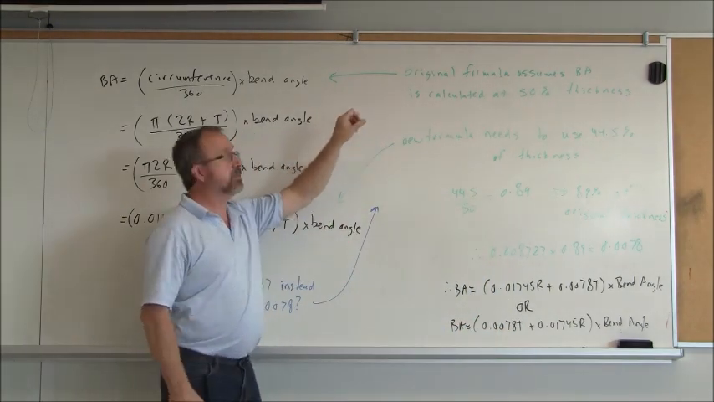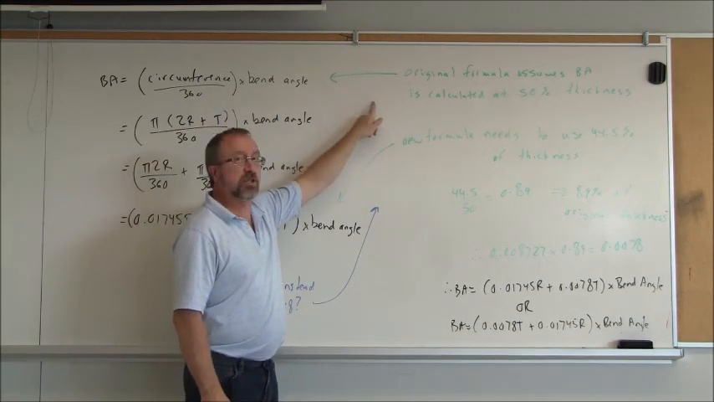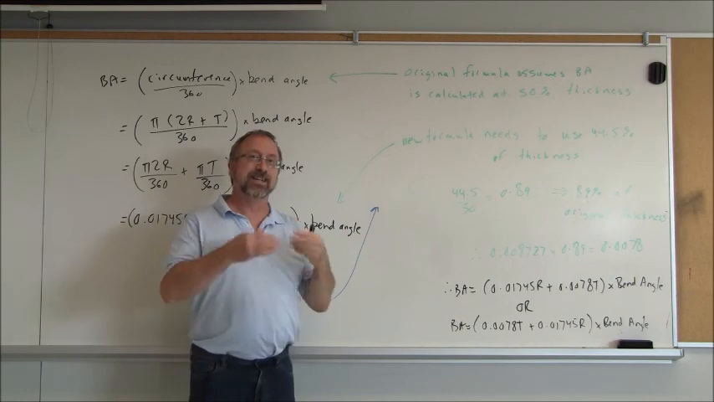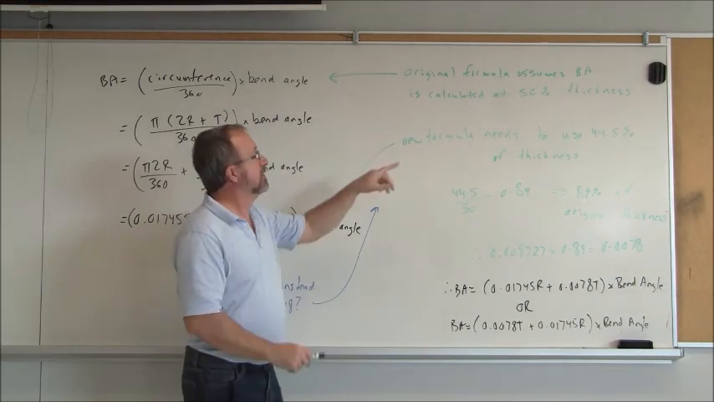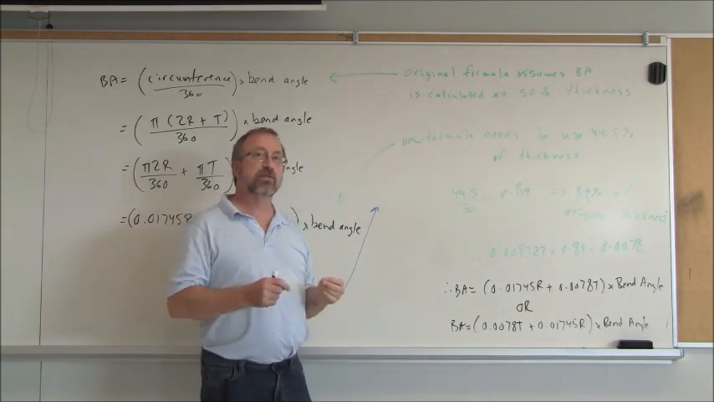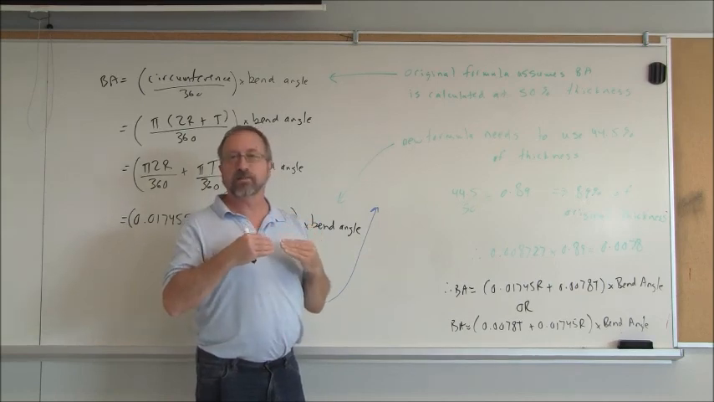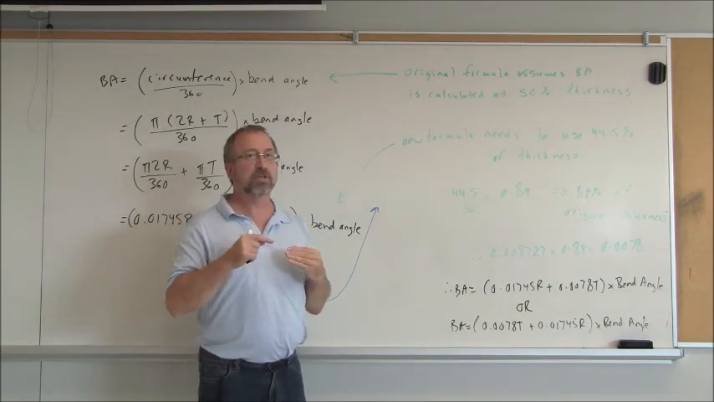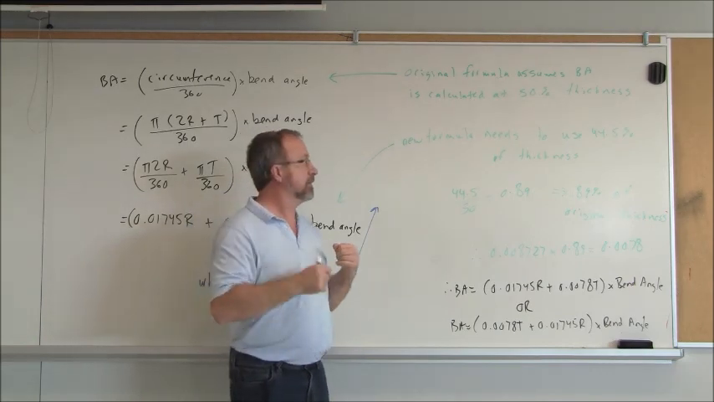In the original formula, circumference over 360, we assumed that the bend allowance is being measured at exactly the center of the thickness of the sheet of metal. So 50% of the thickness. But I mentioned this new formula, which is more accurate, actually doesn't go all the way to 50%. It's measuring the bend allowance at 44.5% of the thickness. So just less than 50%.